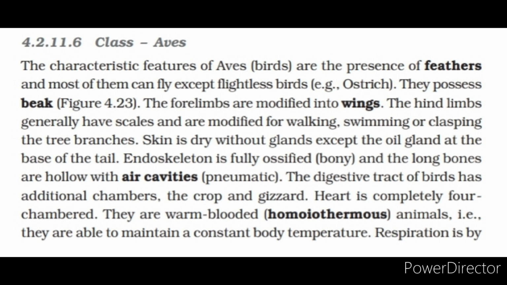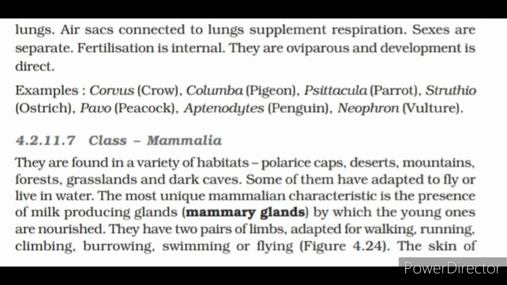The digestive tract of birds has additional chambers, the crop and gizzard. Heart is completely four-chambered. They are warm-blooded, homeothermous animals, that is, they are able to maintain a constant body temperature. Respiration is by lungs. Air sacs connected to lungs supplement respiration. Sexes are separate. Fertilization is internal. They are oviparous and development is direct. Examples: Corvus, crow; Columba, pigeon; Psittacula, parrot; Struthio, ostrich; Pavo, peacock; Aptenodytes, penguin; Neophron, vulture.